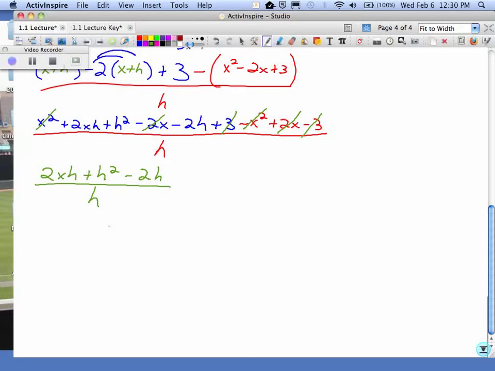What you can do is factor an h out of each of these terms. So if I take the h away from here, 2x. Take an h away from here, I have 1 left. Take it from here, negative 2. Now I can cross it off. And my final answer is 2x plus h minus 2.